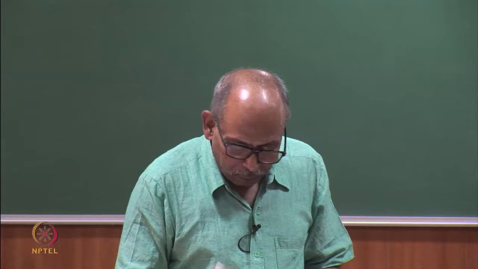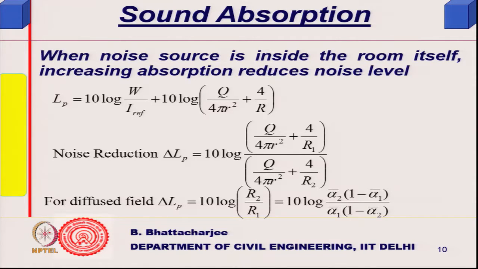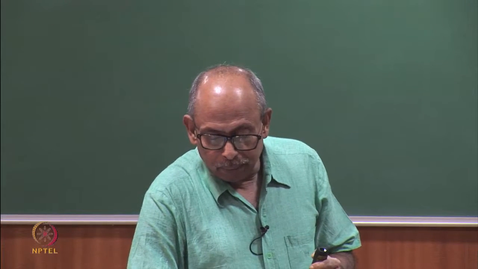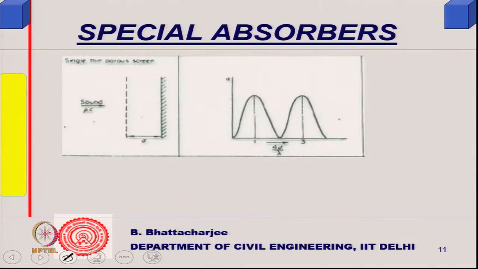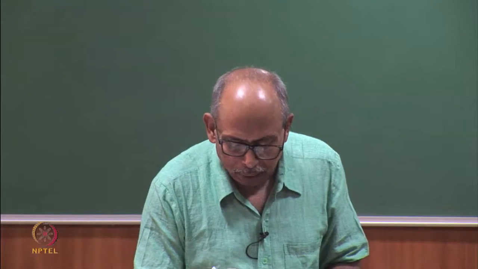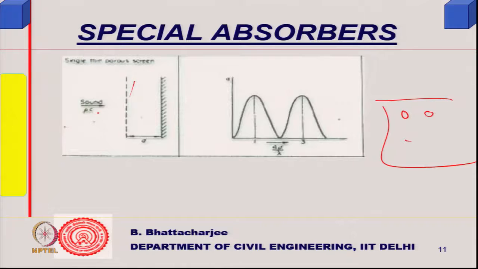Now, if I know the frequency of the sources, then I can have frequency selective absorption. For example, consider this is simply a porous screen in front. This is a porous screen in front, something like a screen, a panel, and I have made holes in that. So, that is basically a porous screen. So, this is how it is.